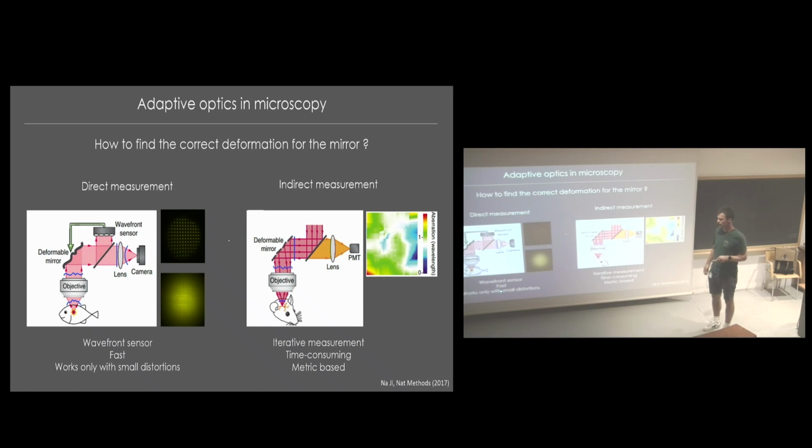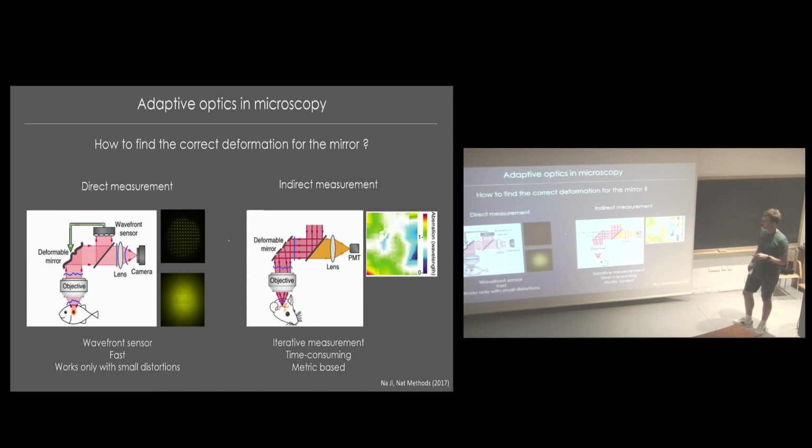But the drawback is that it works only with small distortions. If you want to go deeper, then you don't have only ballistic light, but you have a lot of scattered light, and here you are not able to perform some aberration correction to find the correct wavefront. So in this case, when you want to go deeper, what you do is you do an indirect measurement.